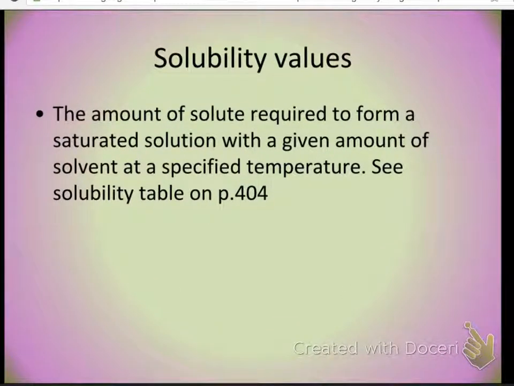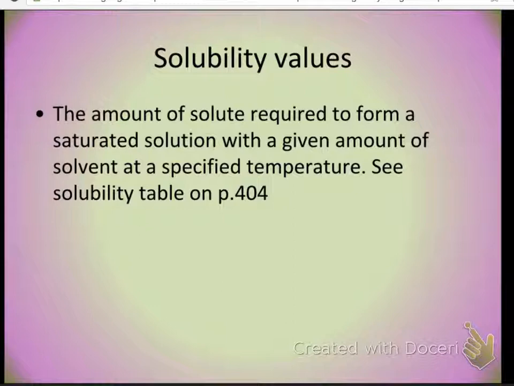Well, let's talk about how do we know if something's soluble? So on page 404 in your chemistry book, there is a solubility table. And remember how I said that solubility is really dependent on temperature? If you look on page 404, what you're going to see is a list of substances. So we've got silver nitrate, barium hydroxide, C12H22O11, it's a sugar, I forget which one, calcium hydroxide, cesium sulfate, all kinds of things.